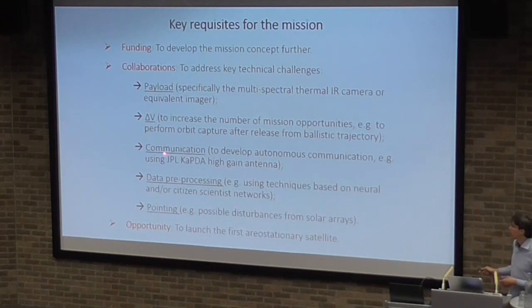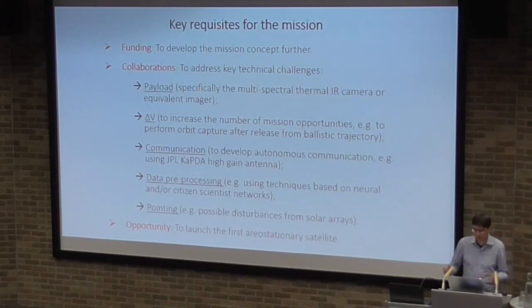Martian orbiter. We need to solve the communication problem because so far we are using the Iris module, which relies on communicating through a relay satellite. Okay? We would like to be autonomous, maybe using the JPL high gain antenna. The weight and mass is okay.